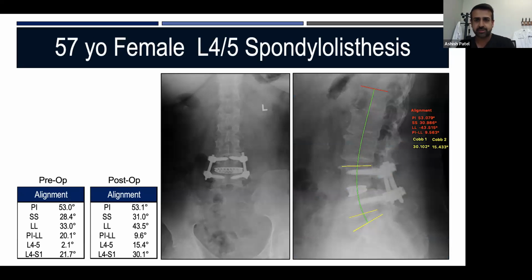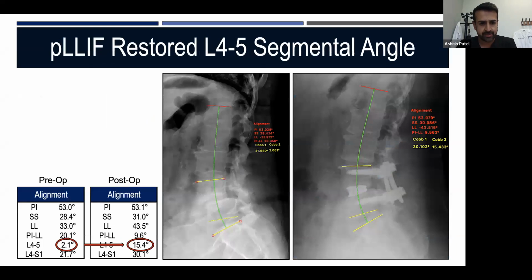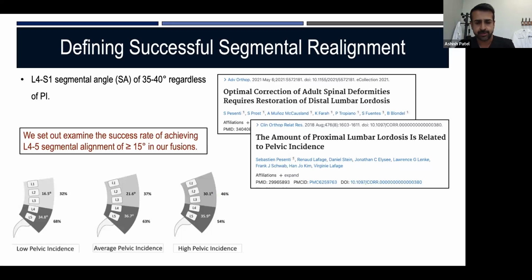So, you can see in this case that we were able to provide good stability for this patient. She went on to have a good outcome. Good reduction of the spondylolisthesis. You can see good disc height distraction and foraminal restoration. And then, she also had great restoration of the segmental angle, going from 2 degrees to 15 degrees.